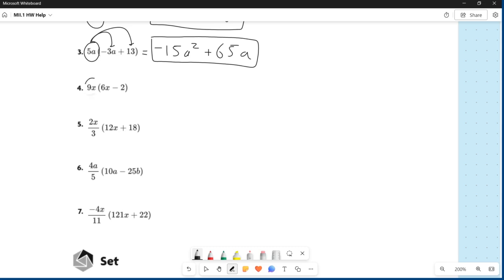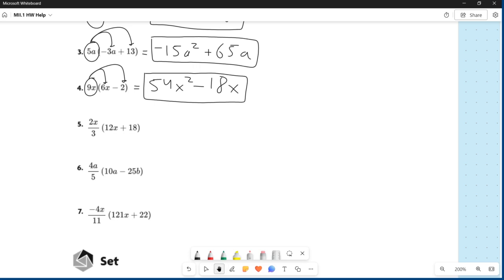For number 4, very similar to number 3, we want to distribute our leading coefficient, our monomial, to each term inside the binomial. We're going to do that via multiplication. So 9x times 6x is 54x squared. Again, 9 times 6 is 54, and x times x is x squared. And then 9x times negative 2 is minus 18x. So our final answer for number 4 is 54x squared minus 18x.